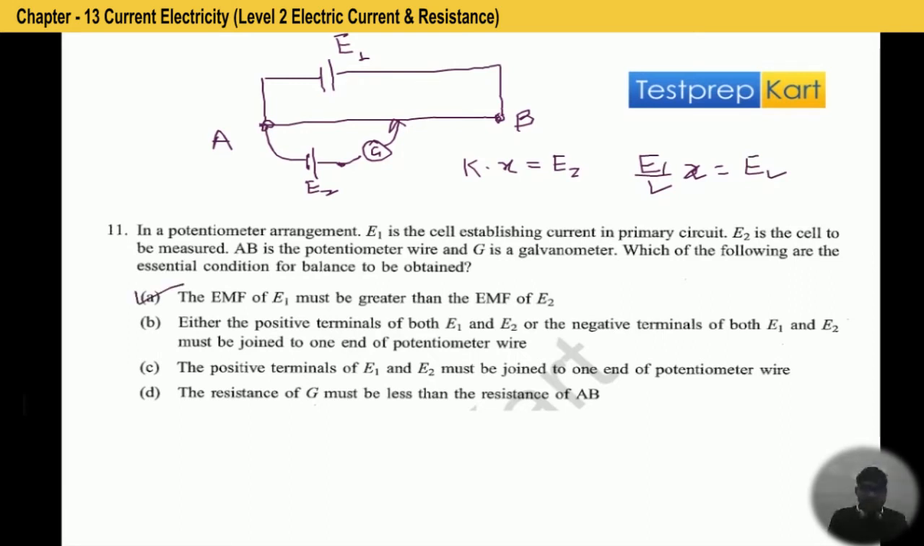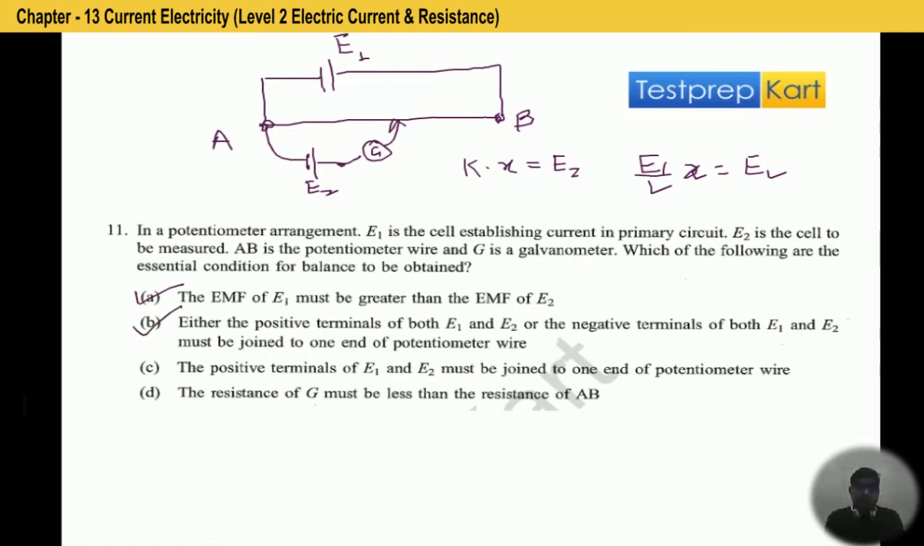It is right. Next is, either the positive terminal of both E1, E2 or the negative terminal of both E1, E2 must join to one end of the potentiometer. This is also correct, because we need the same polarity across the galvanometer. That's why we'll get the zero deflection. So the polarity connected to the terminal A of the potentiometer must remain the same.